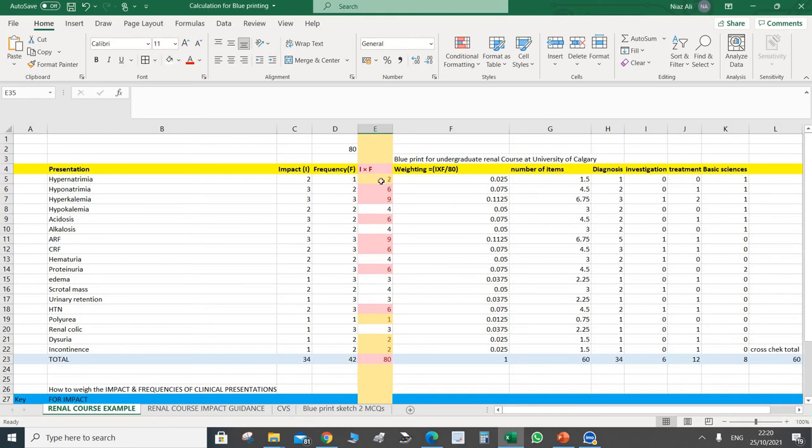frequency. This is the product of these two, and then the weightage is given because the total sum is 80, and then you proportionate the values in this 80, how much each topic is contributing. Consequently, for a targeted 60 MCQs, you just propagate the proportionate value, and you multiply this proportionate value with the targeted MCQs and you get the number of items.